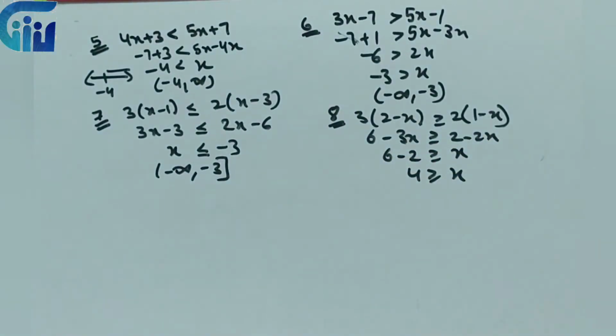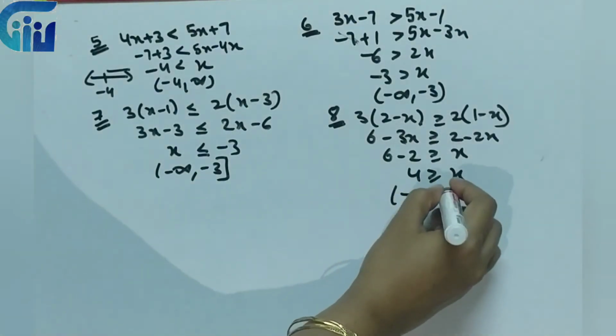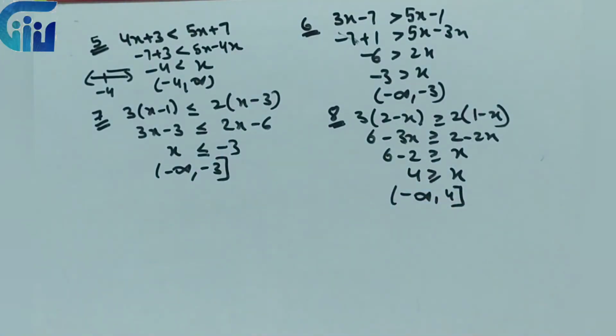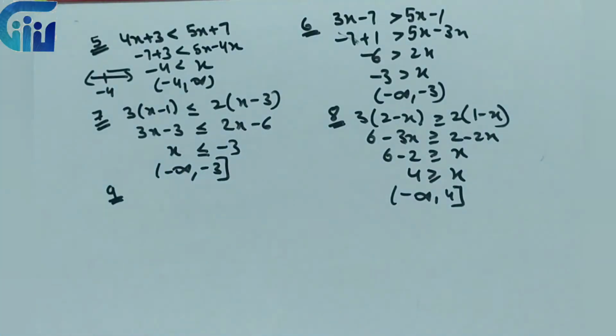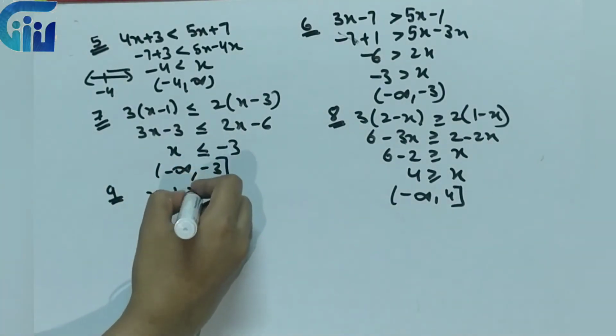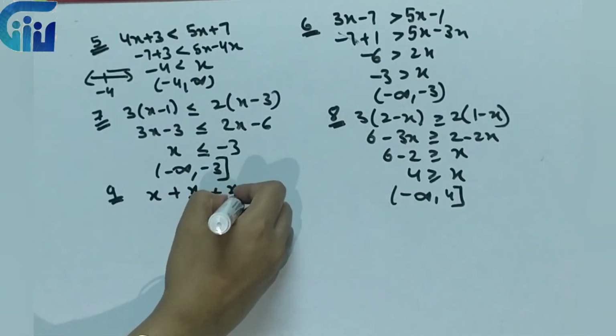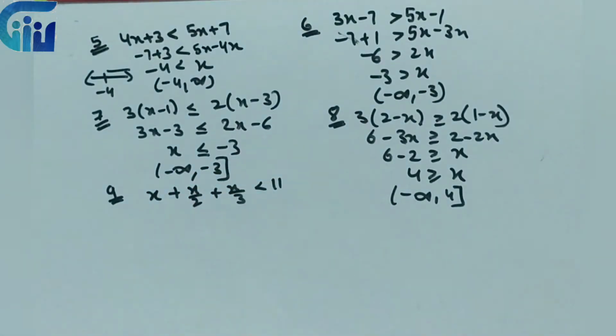So x is less than or equal to 4 means minus infinity till 4, with 4 in square brackets. Question number 9. These are all simple questions. If we observe, the only part is we have to express our answer in the form of intervals, which you have to very carefully write. And you have to keep a number line in your mind.